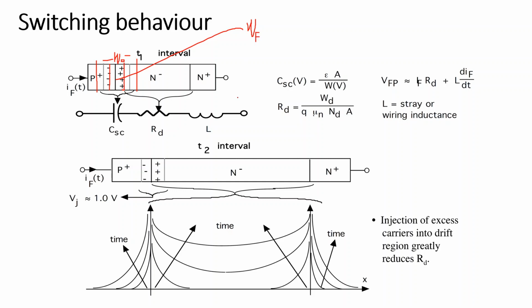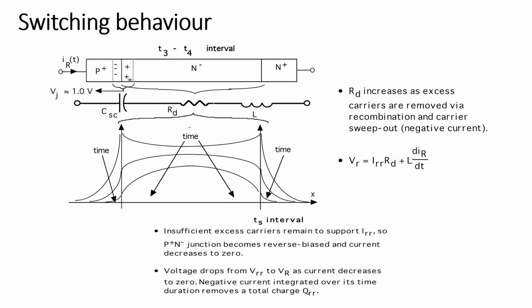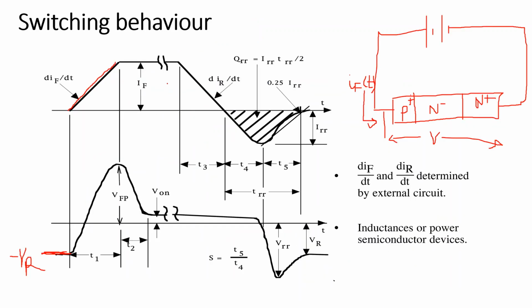Okay, and there is inductance in the circuit. So this inductance does not allow the current to go high instantaneously, so it takes some time to charge these capacitances here, and this is shown with this curve. So we are having a slope of the forward current given by dIF by dt.